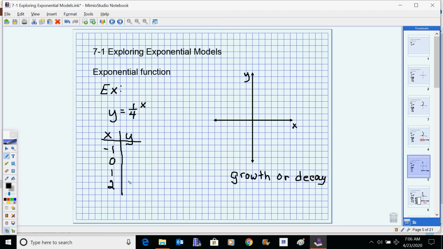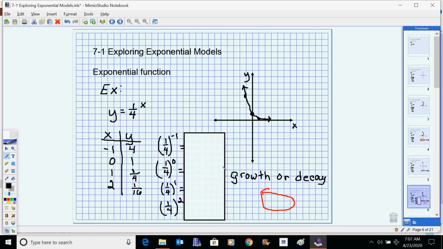1/4 squared is 1/4 times 1/4, which is 1/16. 1/4 to the first power is 1/4, because anything to the first power is just itself. 1/4 to the 0 power is just 1, and that leaves us considering what happens when we take 1/4 to the negative first power. If you remember, with negative exponents, it ends up being the reciprocal. So the reciprocal of 1/4 is 4. So that value turns out to be 4.